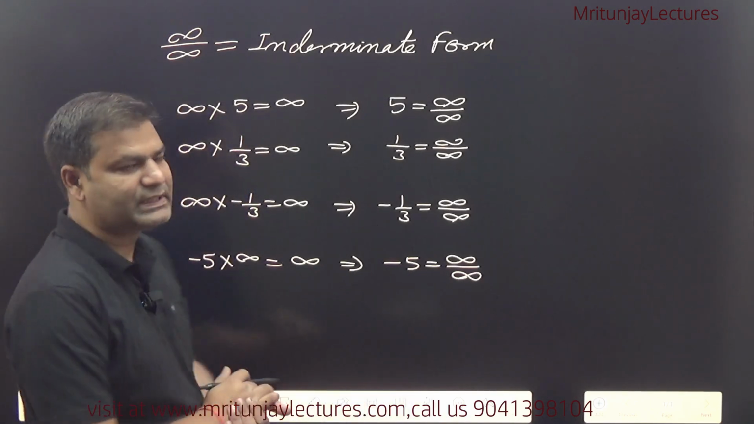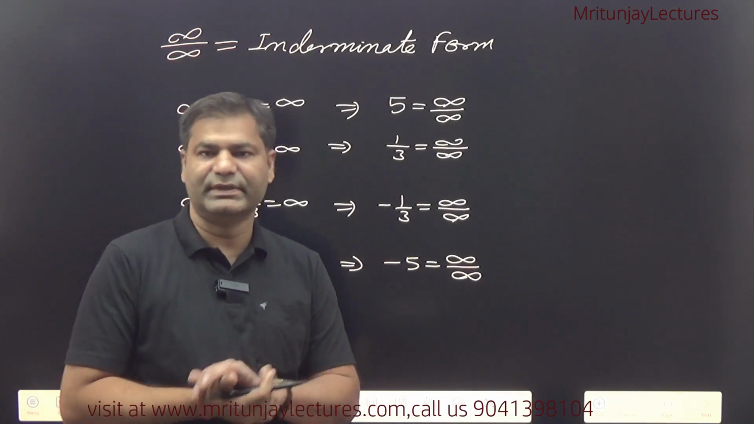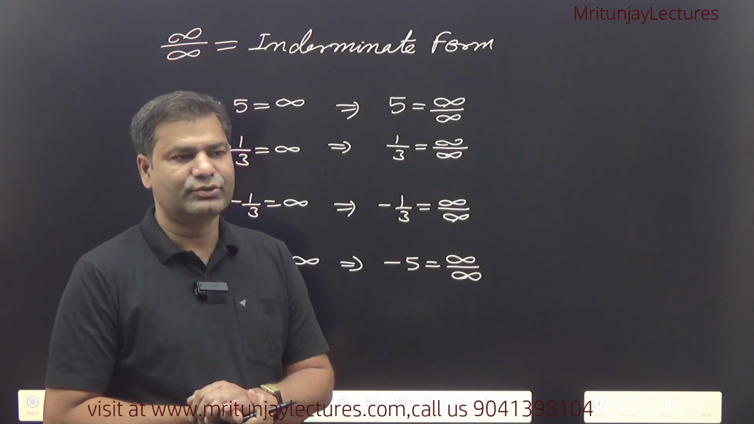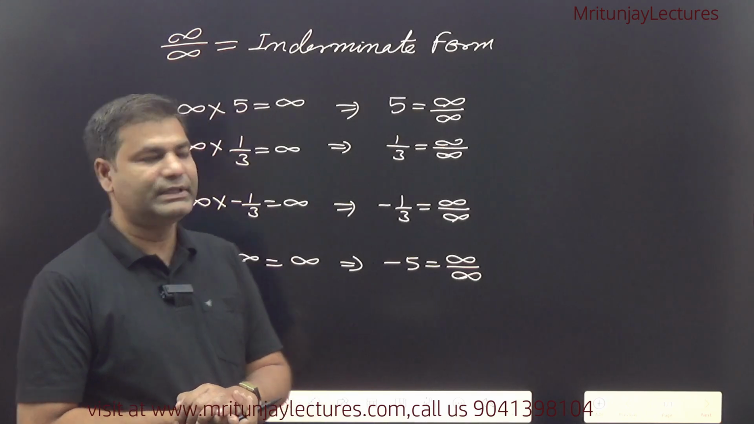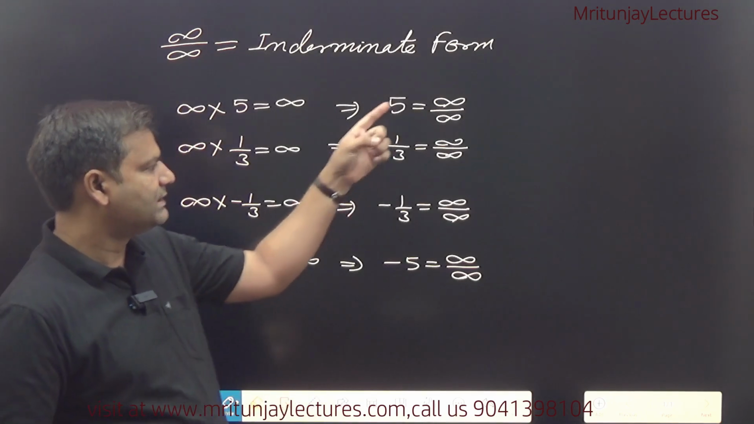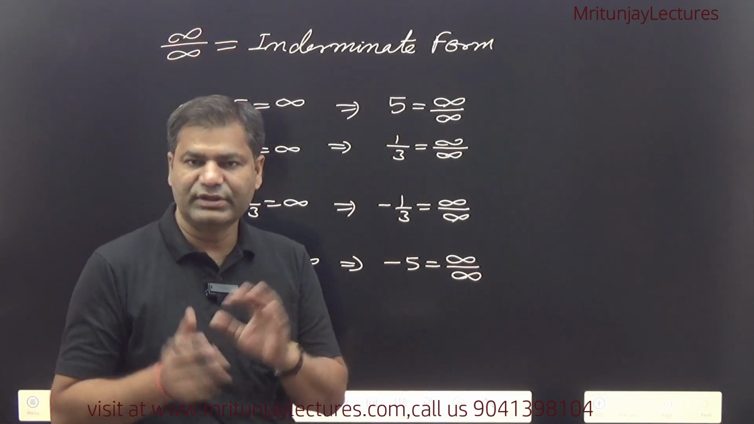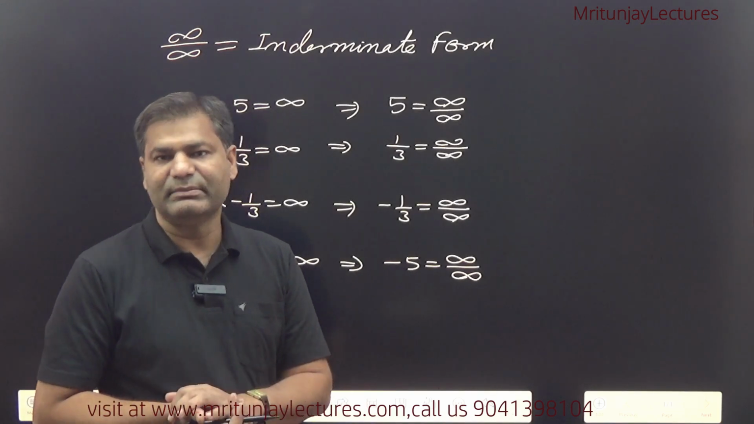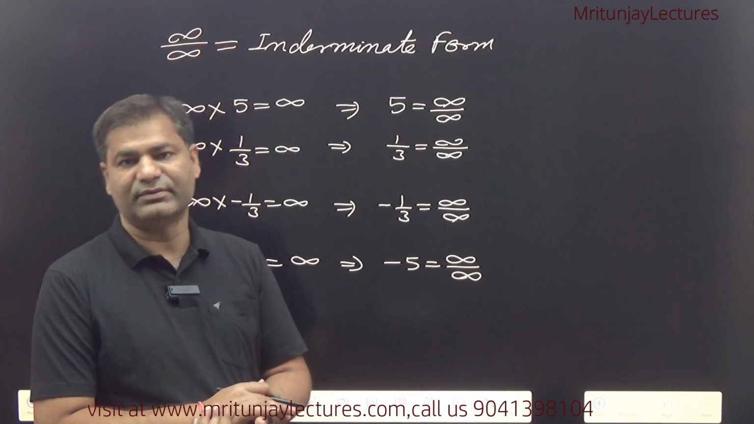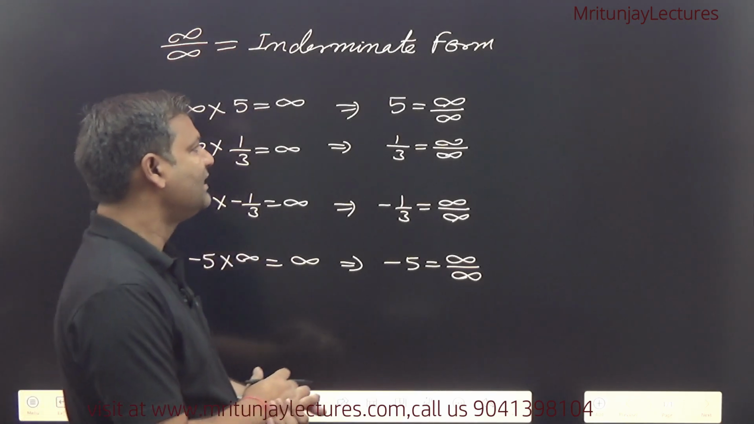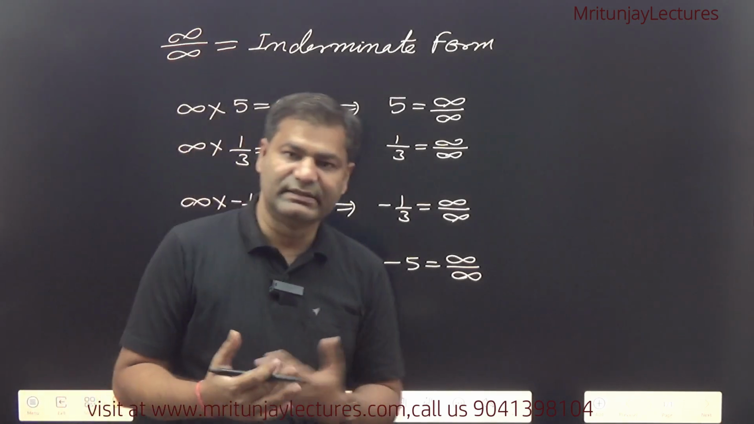It means you cannot say what is the exact value of infinity by infinity. So you cannot say what is the exact value of infinity by infinity. It means you can say that this is meaningless. So infinity by infinity is also said to be meaningless. It means in mathematical terms you can say that it is an indeterminate form.